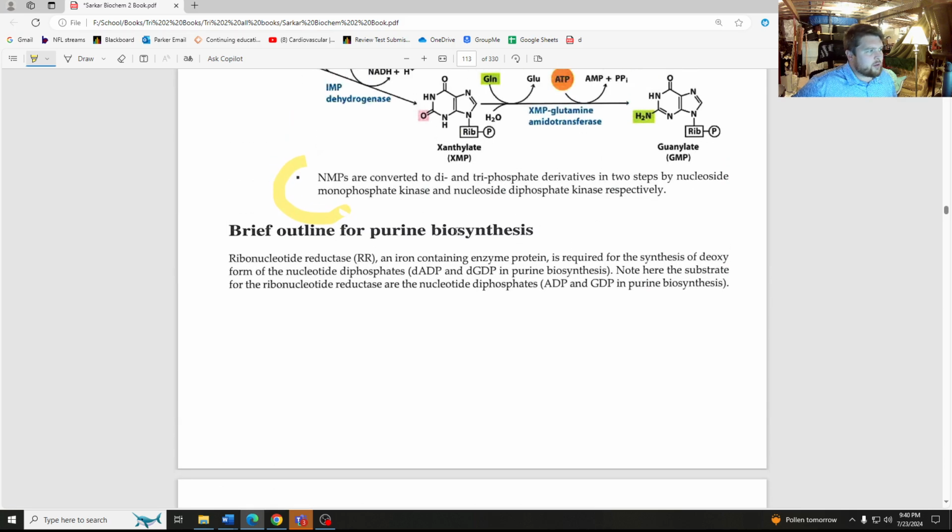So the brief outline for purine biosynthesis: ribonucleotide reductase, an iron-containing enzyme protein, is required for the synthesis of the deoxy form of nucleotide diphosphates, deoxy ADP, deoxy GDP, in purine biosynthesis. Note here, the substrates for the ribonucleotide reductase are the nucleotide diphosphates ADP and GDP in purine biosynthesis. So these are the substrates.